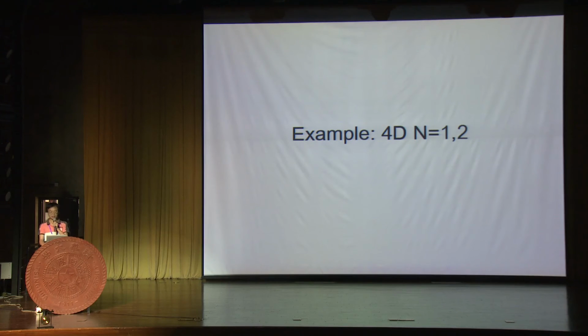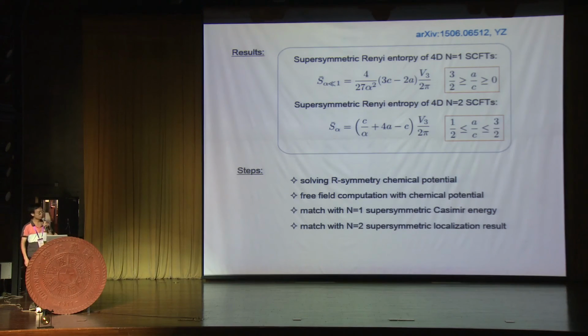Let's see two examples. First of all, for N=1 and N=2, the supersymmetric Rényi entropy can be worked out. For N=1 at very small alpha, it is proportional to 3c minus 2a. For N=2, it is completely determined by a and c.